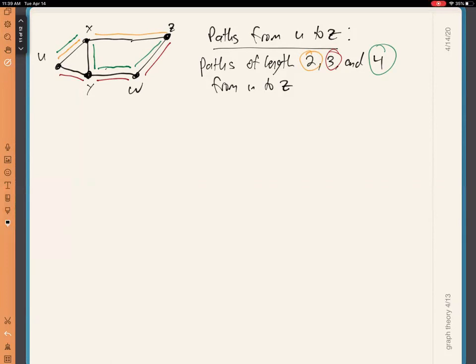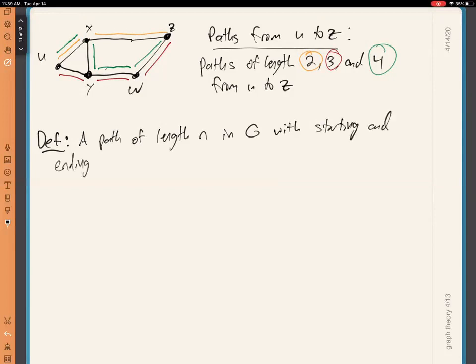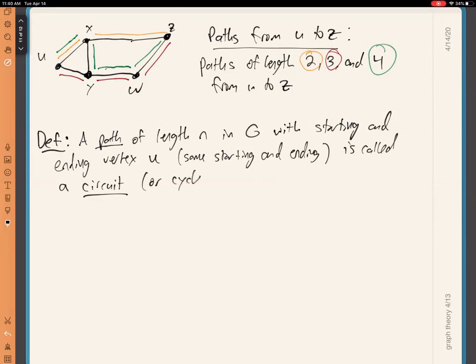Right, and so one more important definition. Suppose you have a path of length n in a graph, and suppose that the starting point and the ending point are the same. So it starts and ends at the same vertex, for example, U. So the same starting and ending point. These are usually called circuits or cycles. Sorry, it's called a circuit. In our book, they're called circuits. If you look at other books, you may see them referred to as cycles.